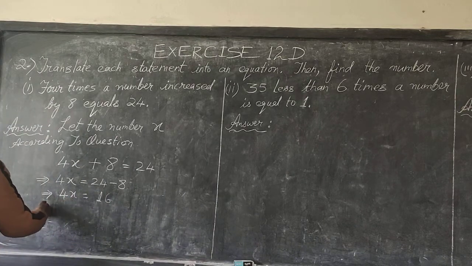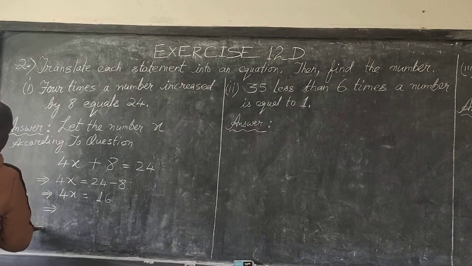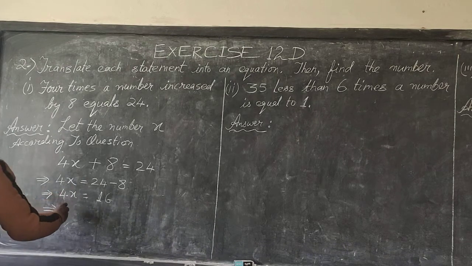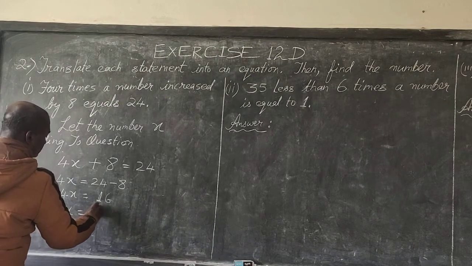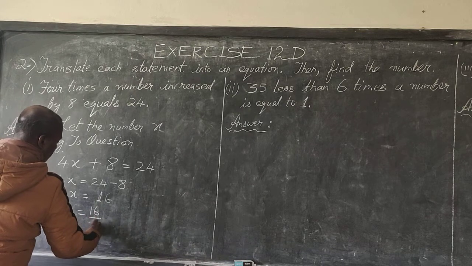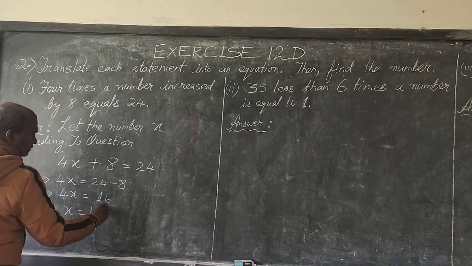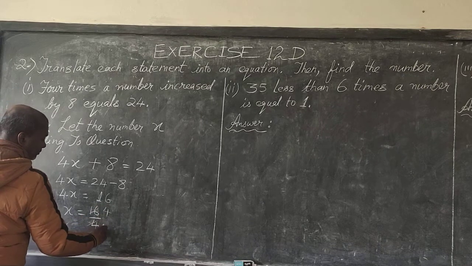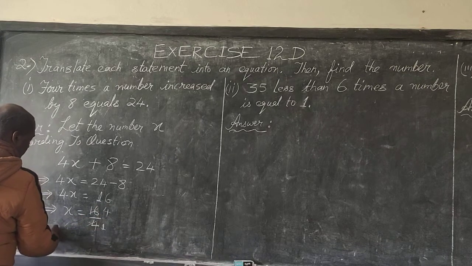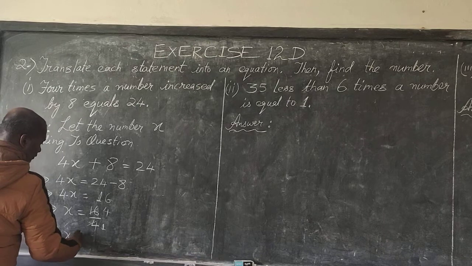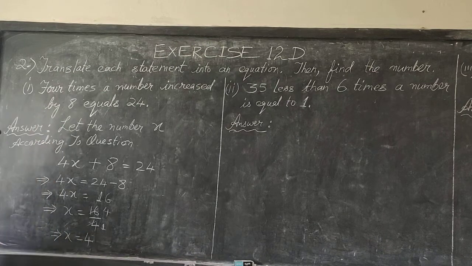4x equals to 16. Again, now to find x, this 4 will go on the other side, but now it will go in the denominator. So x value is 4. How much is 16? 4 fours are 16. 4 divided by 1. So x is 4 divided by 1 or just 4.